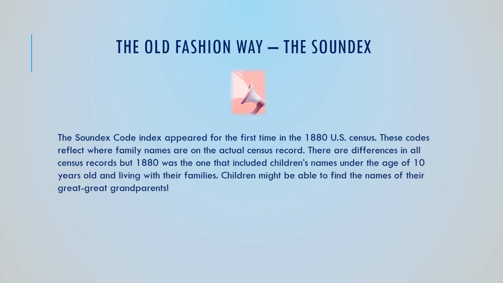Let's look at the old-fashioned way of reading a census. The Soundex code appeared for the first time in the 1880 U.S. Census. These codes reflect where family names are on the actual census record. There are differences in all census records, but 1880 was the one that included children's names under the age of 10 years old and living with their families. Children might be able to find the names of their great-great-grandparents.